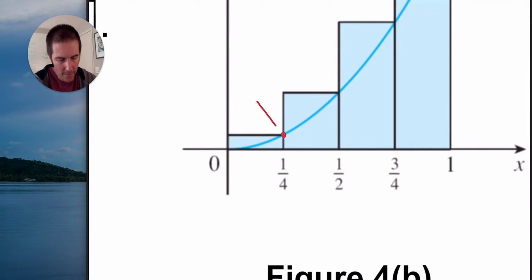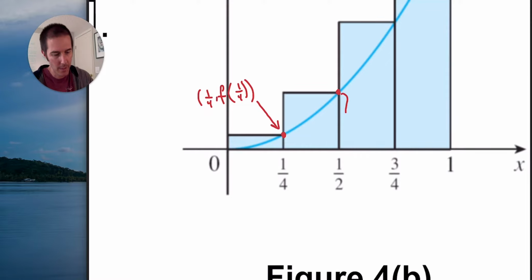So the y value, or we could just write down the coordinates of this point. We see that the x coordinate is 1/4, and the y coordinate can be determined by taking your x value and plugging it into your function. 1/4, comma, f of 1/4. Similarly, this point has an x coordinate of 1/2, and you could find its y coordinate, in other words, the height of this rectangle, by taking the x value and plugging it into the function, f of 1/2.